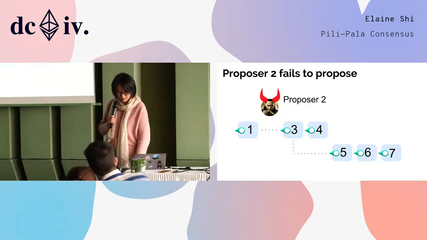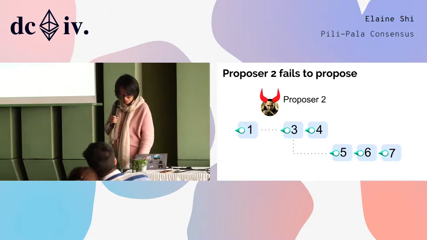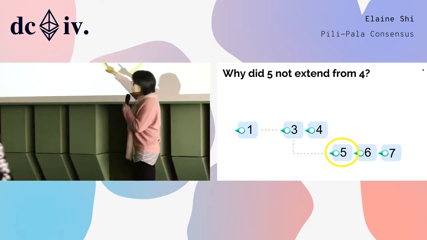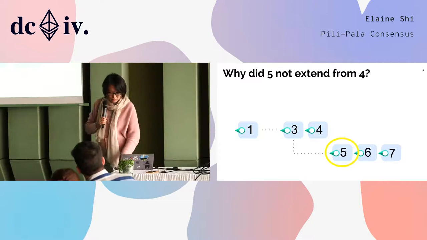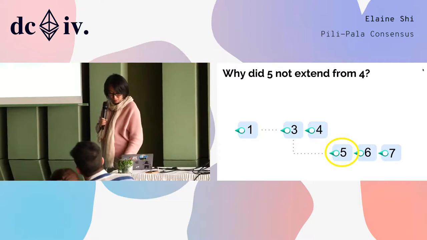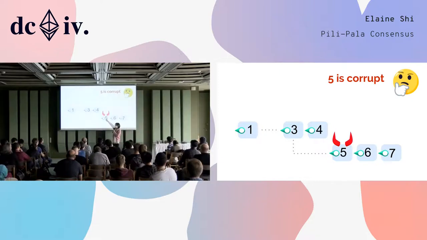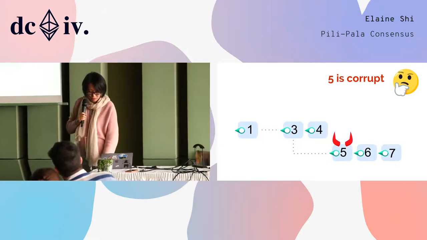But this skipping behavior introduces the second problem, which is what I want to focus on. In this case, you may ask, why does block number 5 extend from 3 and not from 4? Okay, so let's think about it. One very natural explanation is that perhaps proposer 5 is corrupt. Although he sees block 4 notarized, he tries to undo block 4 by extending from a previous block. And that's not going to be okay.